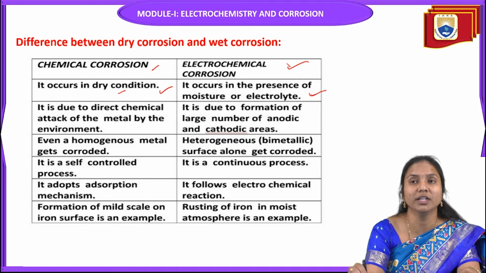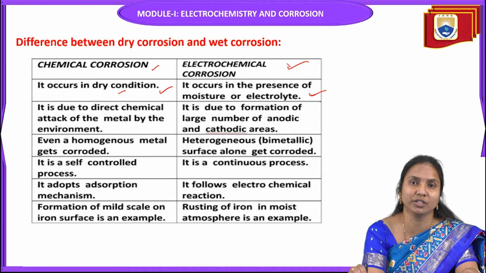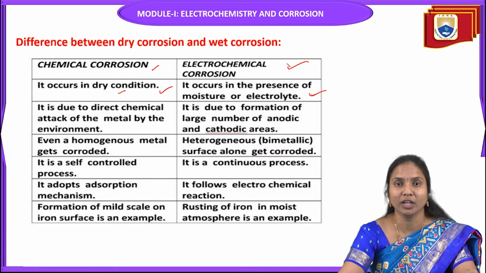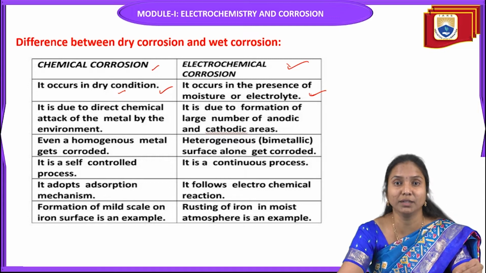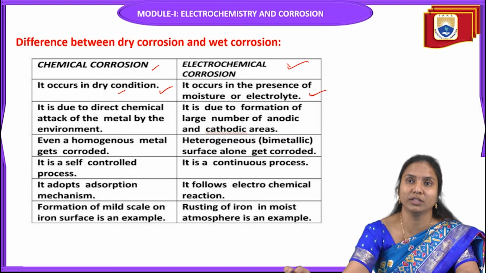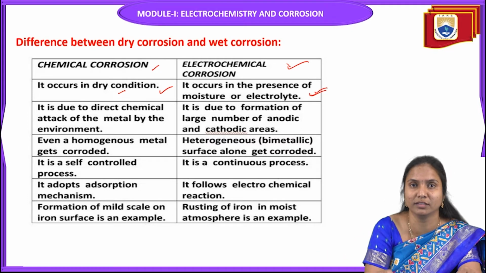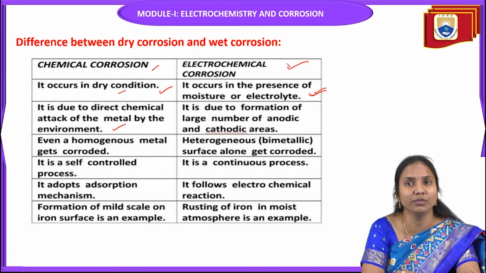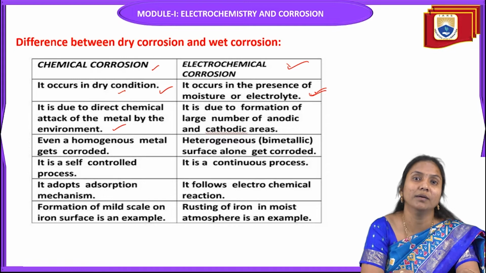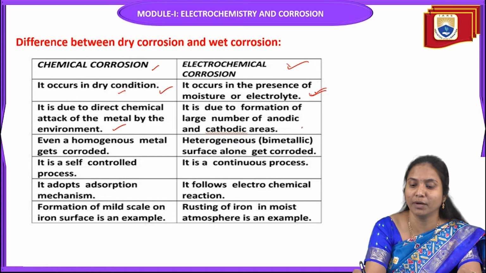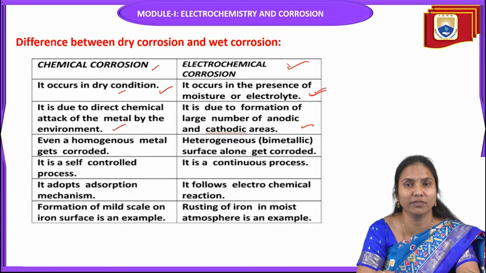But wet corrosion occurs in the presence of moisture or electrolyte. That means the metal interacts with a conducting liquid, or is partially or completely dipped in a conducting solution. Usually moisture is present, and only in this case does this type of reaction occur. The second difference is that dry corrosion is due to direct chemical attack on the metal by the environment in the absence of moisture. But wet corrosion is due to the formation of a large number of anodic and cathodic areas.